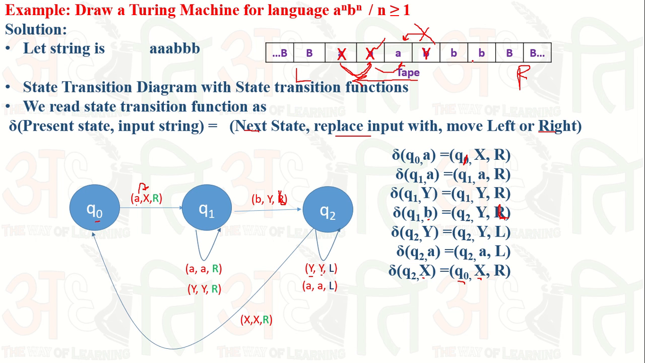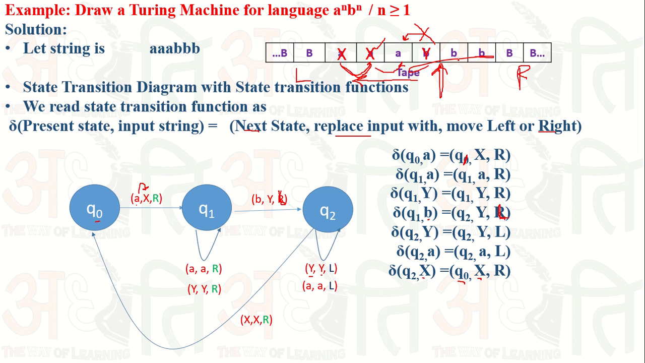After marking one A, we need to mark another B. So if we are having A, we go further. Again, if we are facing Y, then we replace Y with Y and go right. So when we encounter Y, Y remains Y and our head goes to the next one.